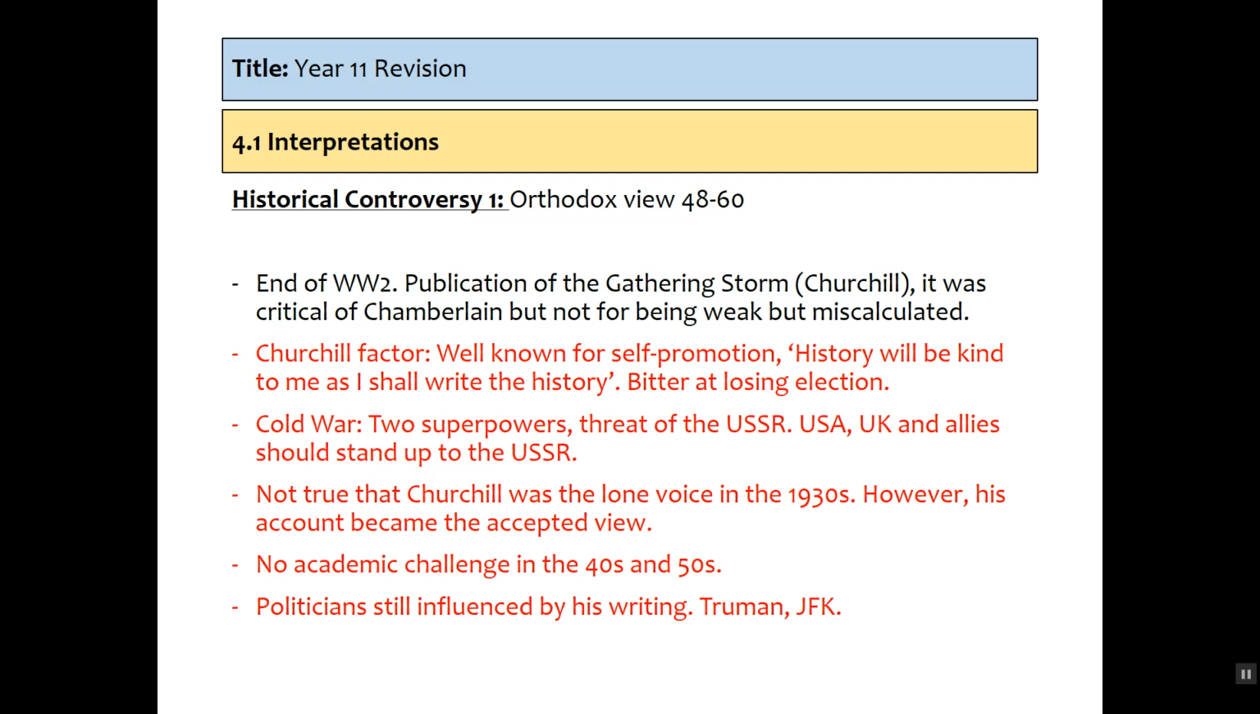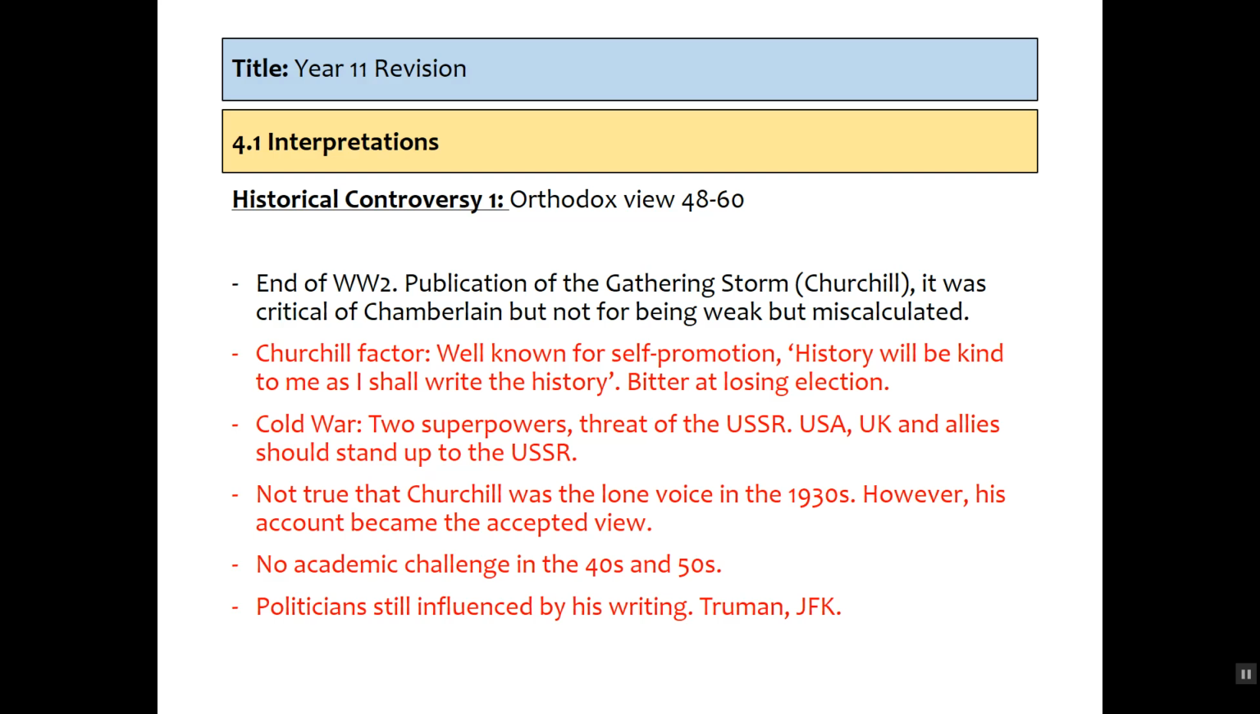Now, when we assess it, the reality is that Churchill was not the only person to oppose appeasement in the 1930s, but his account has become the accepted view. There was no academic challenge in the 1940s and the 1950s, so it's heavily influential. Very few people challenged it, and it was even influencing presidents such as Harry Truman with the Truman Doctrine, and even in 1962 against Cuba. As late as 2003, Tony Blair even asked us not to repeat the mistakes of appeasement.